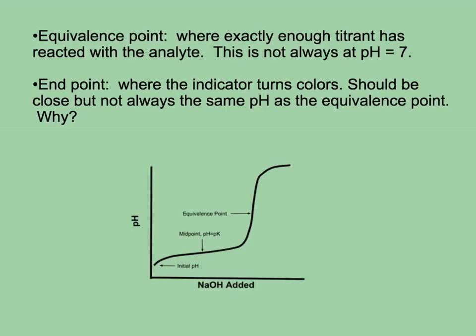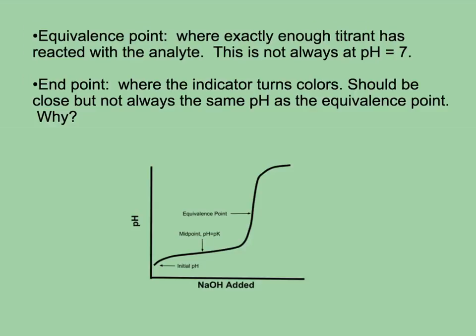Another point that is important is the end point. Now this is not necessarily part of the graph, but the end point is where the indicator that you chose turns colors. And that's going to be different depending on which indicator you choose. For example, if you choose methyl red, that changes at a pH of 5. If you choose phenolphthalein, that changes at a pH of 9. So every indicator changes at a different pH.